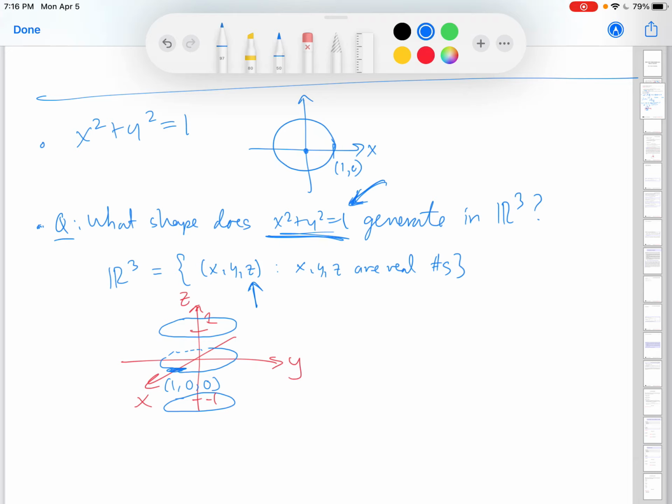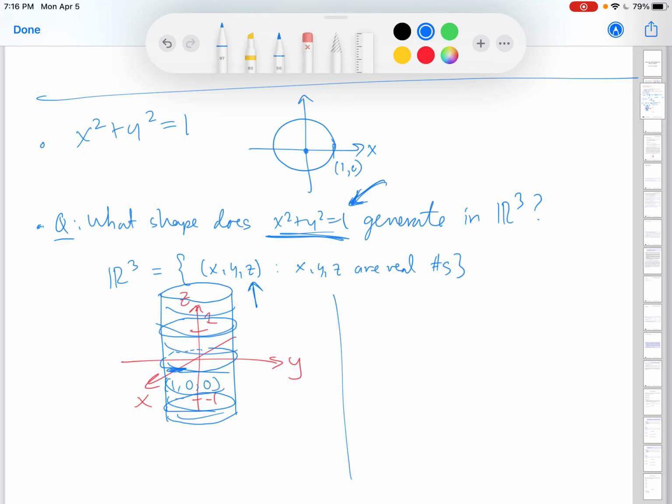And you can see now that I can just keep doing this. For any z value, I pick the z value, look at the plane defined by that z value, and draw the unit circle on that plane. So the shape that we get is a cylinder. So that's the answer. What does x squared plus y squared equals 1 look like in R3? It is a cylinder. And it's a very specific cylinder. It has a very specific orientation, very specific size, if you will.